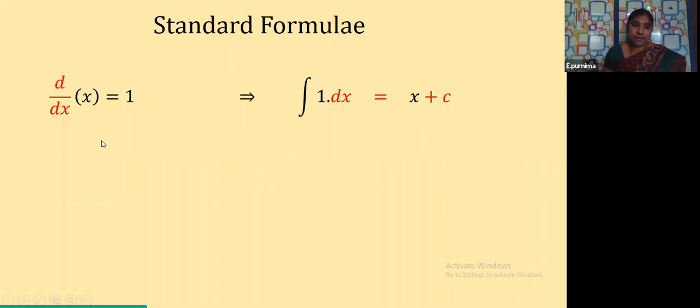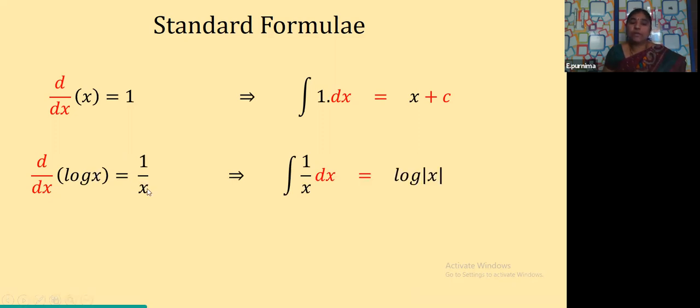Next, the second one, because in most of the sums we use them, so remember them. D by dx of log x is equal to how much, children? 1 by x. So the integral of 1 by x should be log x. Integral 1 by x dx is equal to log x plus c, where x is not equal to 0. When it comes to logarithmic functions, we usually learned it as log n, where n should not be equal to 0. Here in place of n we have x, so x is not equal to 0, and that is a condition.